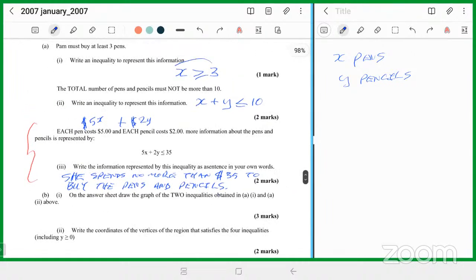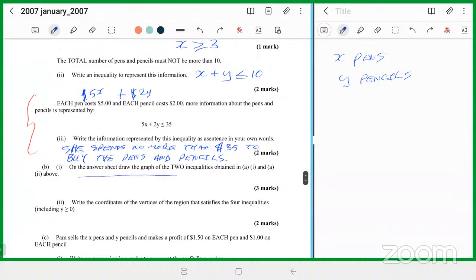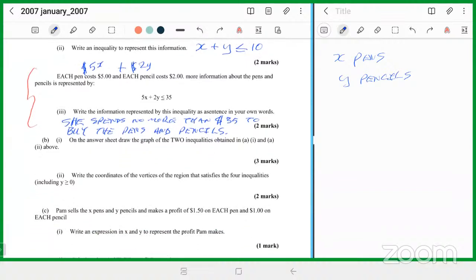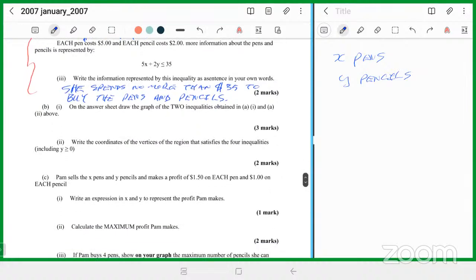You draw the graph for this, draw the graph for that, in the normal way that we have been doing, right? I see they're saying on the answer sheet, draw the graph, and then write the vertices. We get the vertices as normal. And then they tell us about the profit now, right? She wants to make a profit of $1.50 on each pen. So the profit on the pen is 1.5x. That's a profit now. And $1 on the pencils. So that is plus 1y. I don't have to put the 1, so just put y.